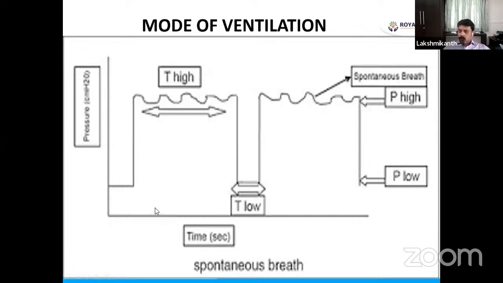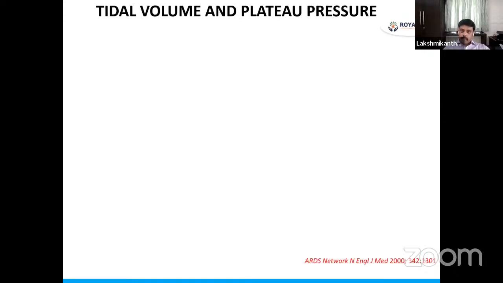So these are the advantages of this APRV mode. I'm not for this APRV mode as a whole, but if at all you have this mode, you can definitely try it. You have good evidence for ARDS. So next comes the tidal volume and the pressure.